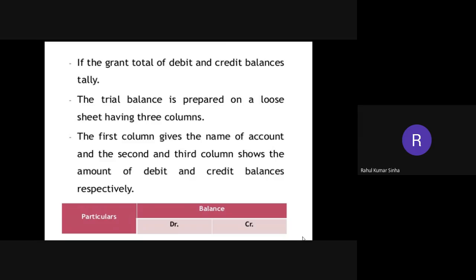If the grand totals of debit and credit balances tally, it means finally you will put the balances of all the ledger accounts either on the debit side or credit side, and finally you will match the total of debit with the total of credit. If they match, it means arithmetical accuracy: we have followed everything properly and the debit is matching the credit. The trial balance is prepared on a loose sheet having three columns. The first column gives the name of the account, and the second and third columns show the amount of debit and credit balance.